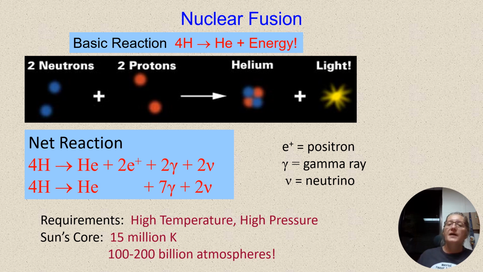Conditions for these reactions to happen require 15 million kelvins and 100 billion atmospheres of pressure, and those can really only be achieved inside of stars. Stars are our chemical factories. So you see here we have 4 hydrogen atoms that are fused together to form a helium, which gives off this energy.